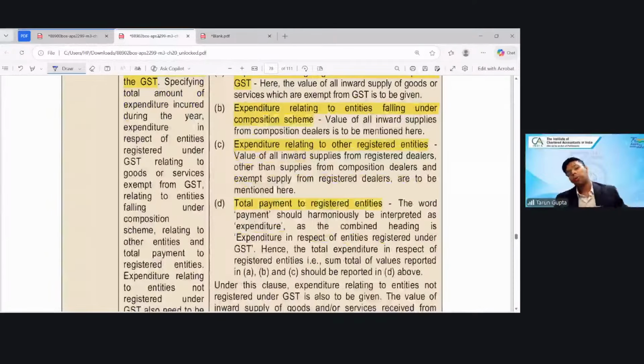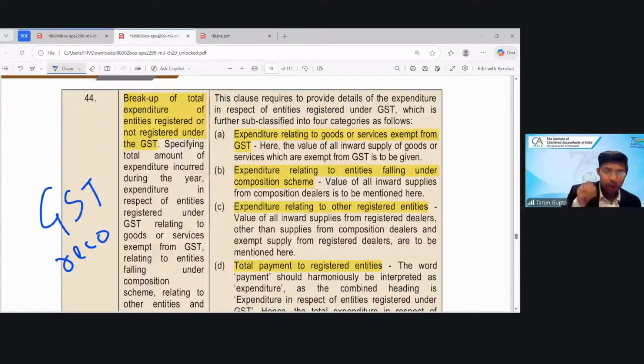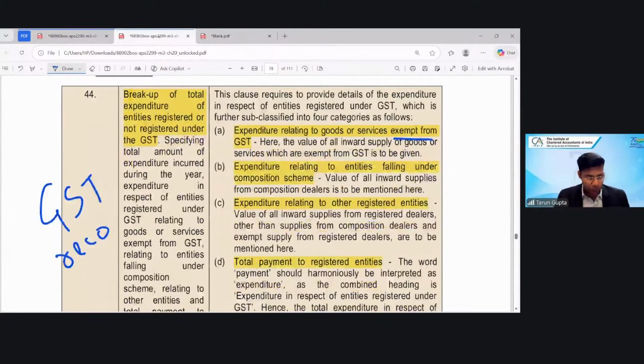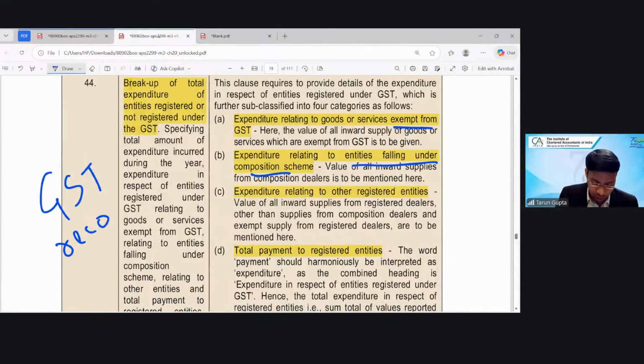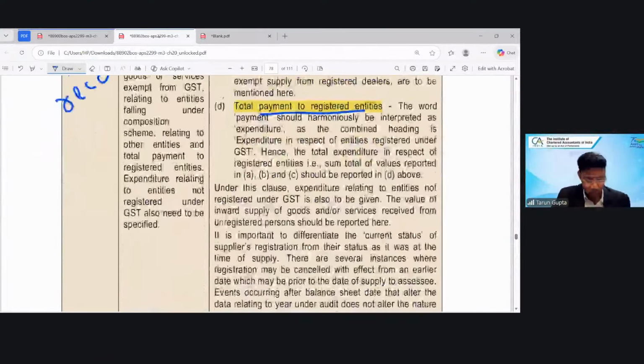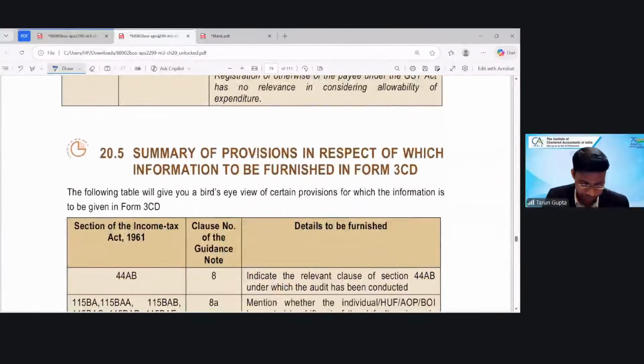And lastly, clause 44. This is a very important clause. It provides the GST ratio of all the expenses. So whatever expenses you have incurred, you have to classify those expenses into 4 parts: whether expenditure relating to goods or services exempt from GST, or was it incurred from entities falling under the composition scheme, or it was expenditure relating to other registered entities, or total payment to the registered entities. All these facts have to be provided as a part of clause 44. We call it GST reconciliation.